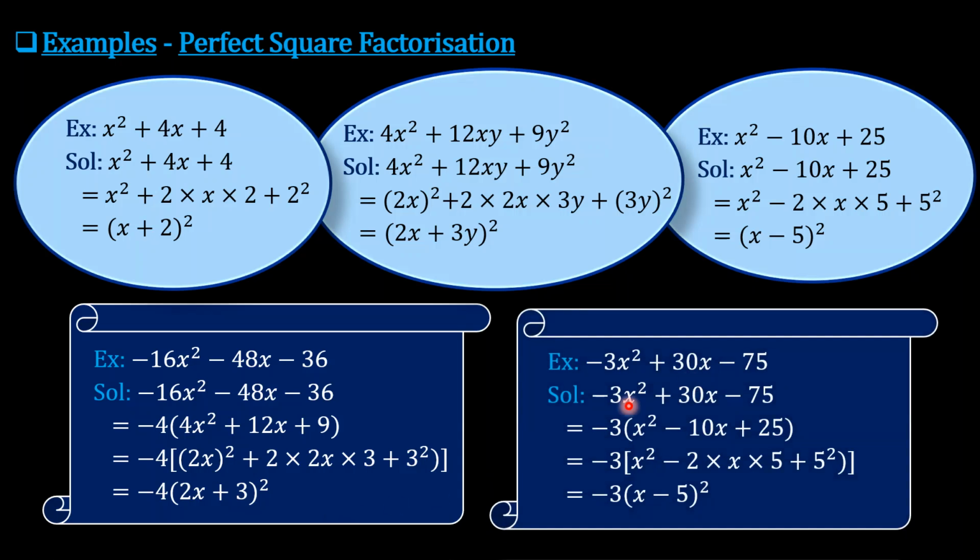Same here, minus 3x square plus 30x minus 75. So we take minus 3 as a common factor. Here x square minus 10x plus 25. On rearranging it, we get minus 3 times (x minus 5) whole square. So all these are perfect square factorization.